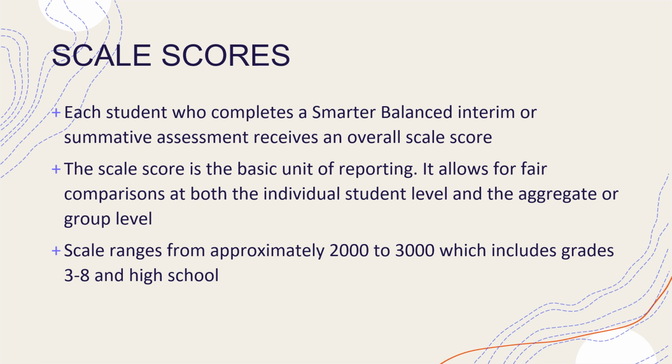Each student who completes a Smarter Balanced interim or summative assessment receives an overall scale score. The scale score is the basic unit of reporting. It allows for fair comparisons at both the individual student level and the aggregate or group level. This scale ranges from approximately 2,000 to 3,000, which includes grades 3 through 8 and high school. The Smarter Balanced scale is a vertical scale, which means that student performance in all grades is reported on the same scale. This allows educators to compare a student's scale score from a test in one grade to that student's scale score from a test in another grade.